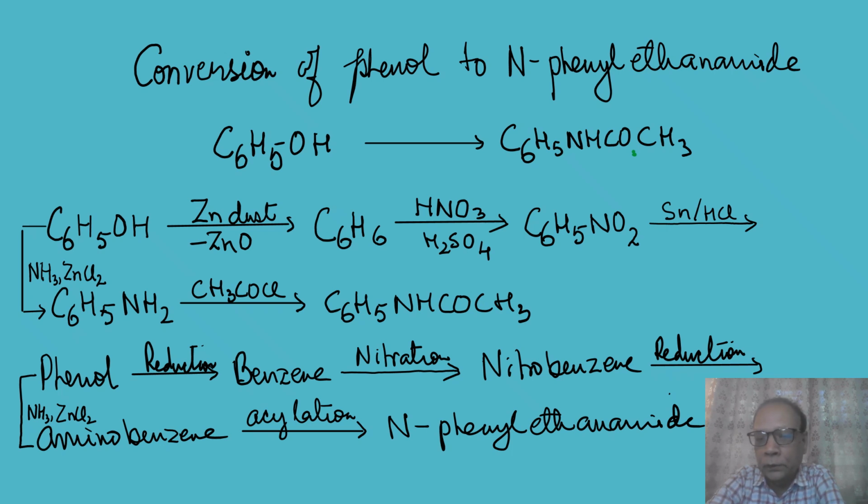Conversions that have come in the past CBSE papers of chemistry. Conversion number one is of phenol to N-phenyl ethenamide. I must tell you in the beginning that these conversions are important and they follow more than one route. And that's why I have tried to make them easy for your purpose. So the first conversion is phenol to N-phenyl ethenamide.